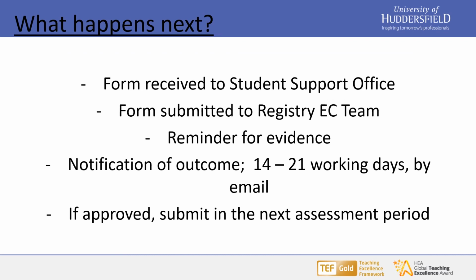Once you send your form to us, we'll check this for you. Please do amend your EC with any additional suggestions we might provide. Then we'll submit this to the registry team for consideration. If you haven't submitted any evidence, you may get an email requesting this. Please send your evidence to the Student Support Office. Registry will notify you of the outcome of your EC claim by email within around 14 to 21 working days. If your EC is approved, then you will submit your assessment in the next assessment period.